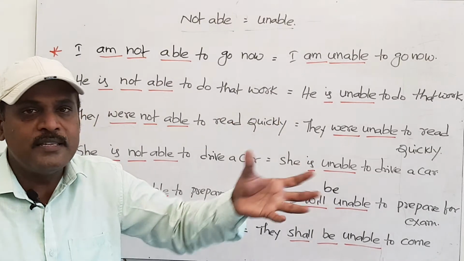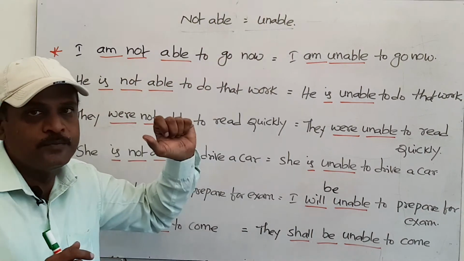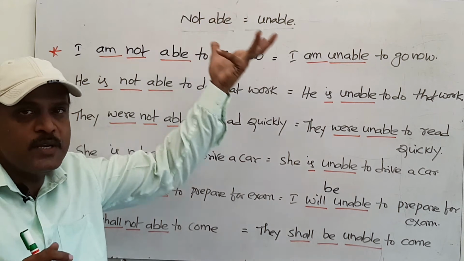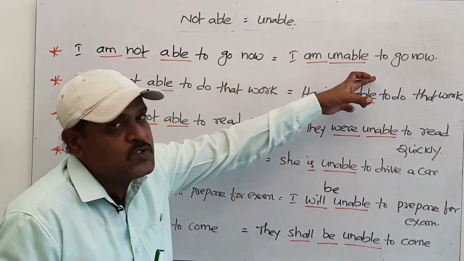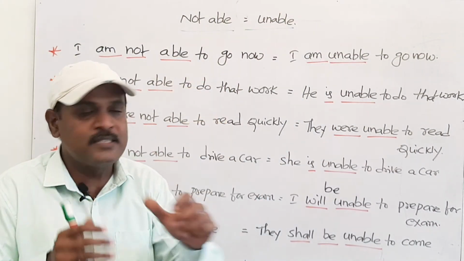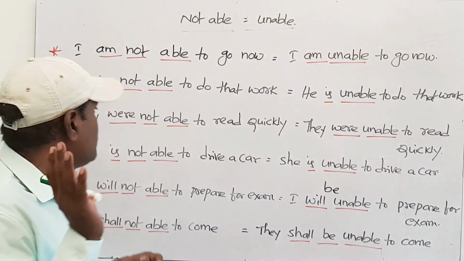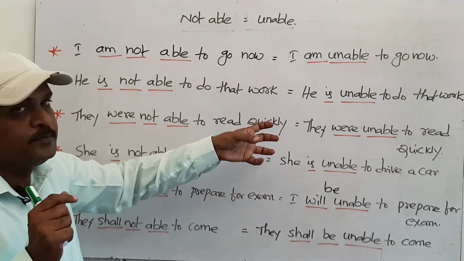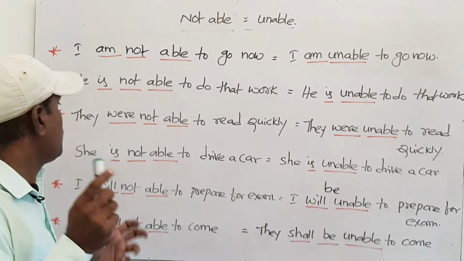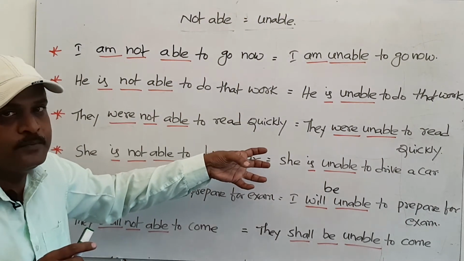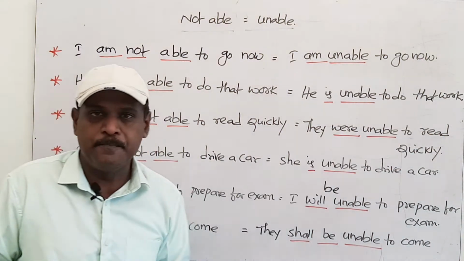The flexible point is when we make negative sentence. For example, I am not able to go now. Not able to. Instead of not able to, we can use unable. But it looks a positive sentence, but it gives a negative meaning because there is no negative word not in this sentence. Okay. He is not able to do that work. Instead of that, we can say he is unable to do that work. Third one is they were not able to read quickly. Instead of that, we can say like this, they were unable to read quickly.